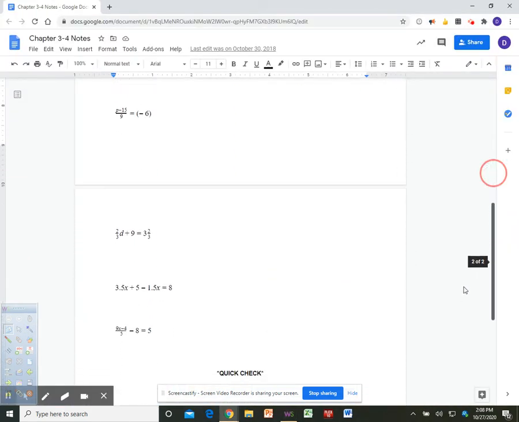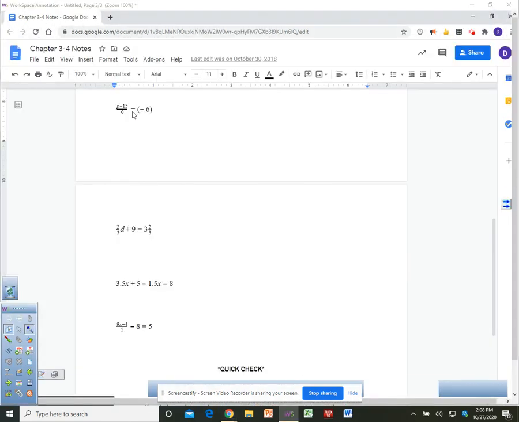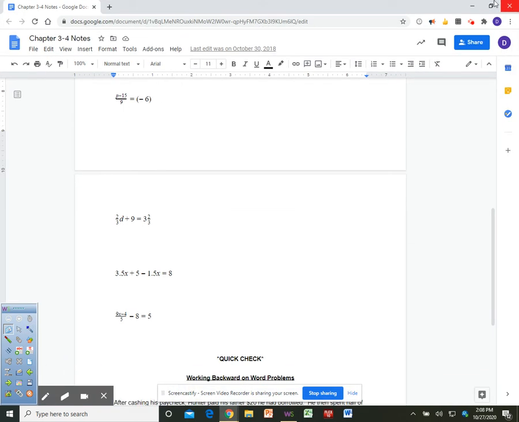Okay, now we're going to run into some that look like this. Now this is a little different because remember when we had fraction bars before, like on this one, I'll zoom in a little bit so you guys can see it a little better.